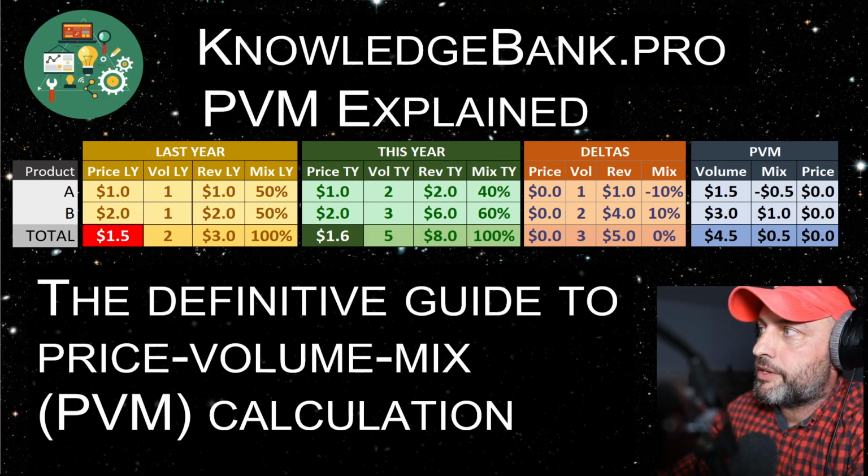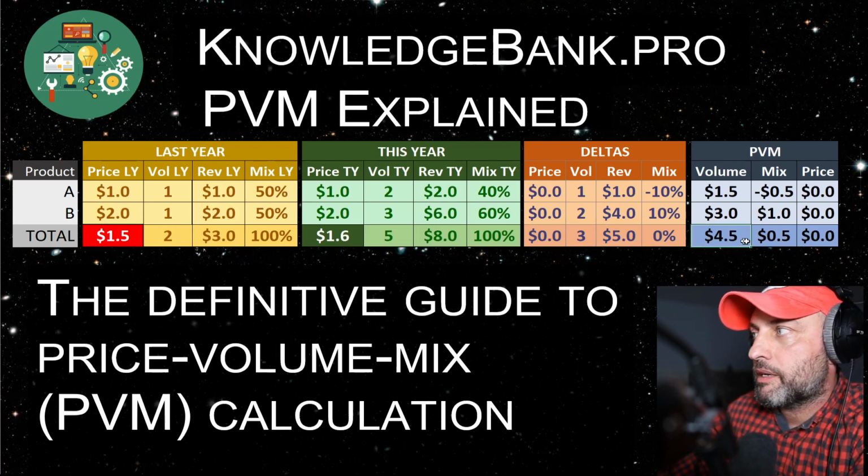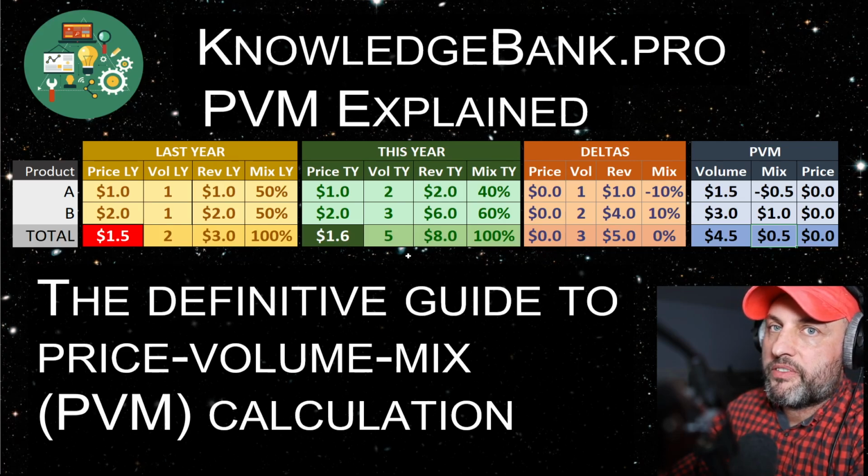So now you're saying, hey, Andre, why do you have a mix component in this calculation? We said our overall variance is 5, right? So 4.5 of that is volume impact. Why do we have a 50 cent of mix impact? Well, that's easy. The reason we have a 50 cents impact is because our mix has changed. We went from 50-50 change in units to 40-60 change in units, right? So that has consequences.